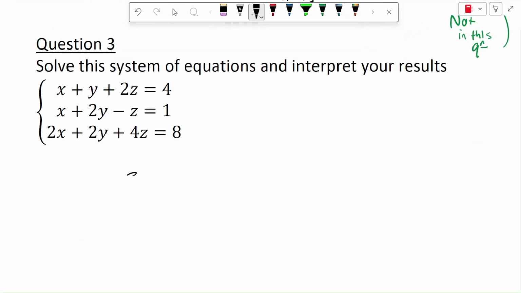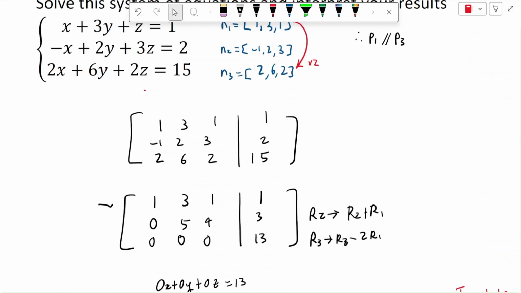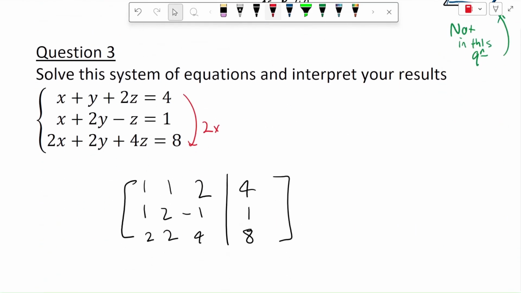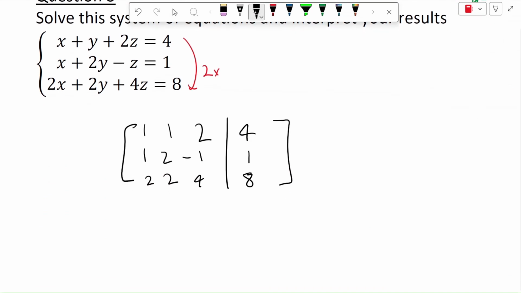So this will chuck into an augmented matrix. 1, 1, 2, 4, 1, 2, minus 1, 1, 2, 2, 4, 8. You might already notice that the bottom equation is 2 times the top equation. And in the previous one, it almost was, apart from that very last bit. However, now in this one, the entire equation is 2 times the top equation. So we'll see what happens there.